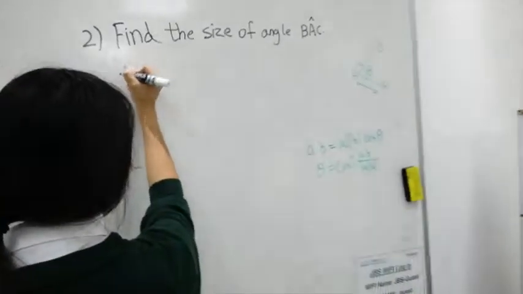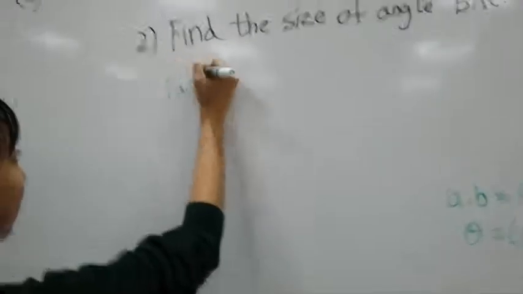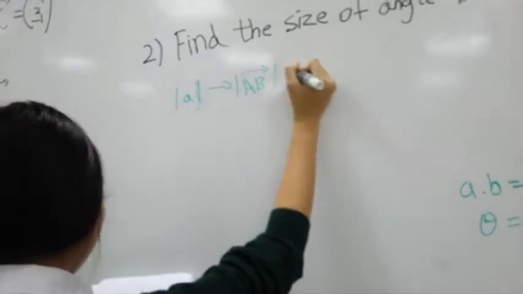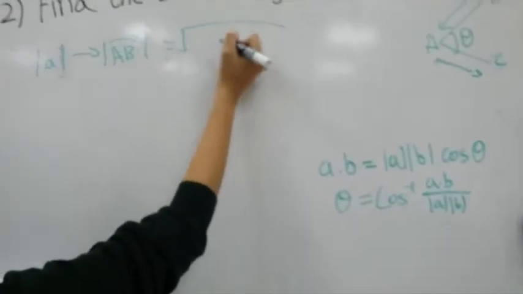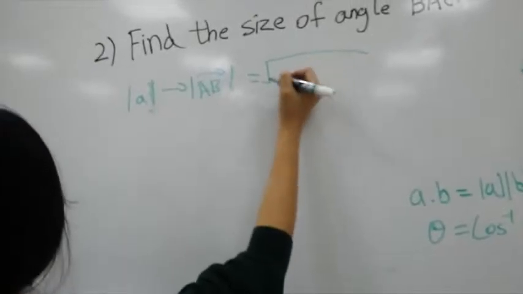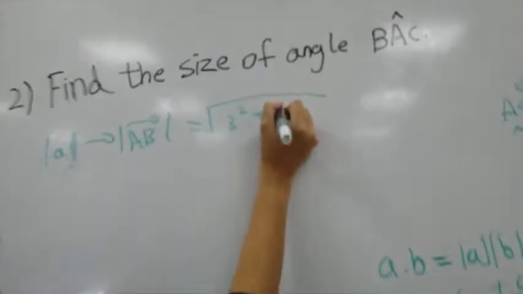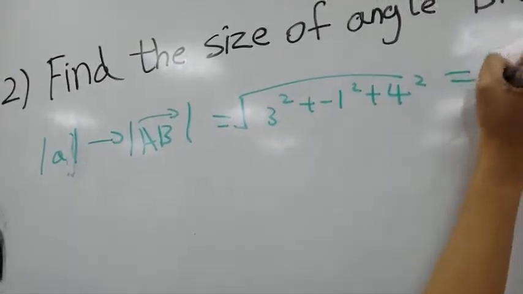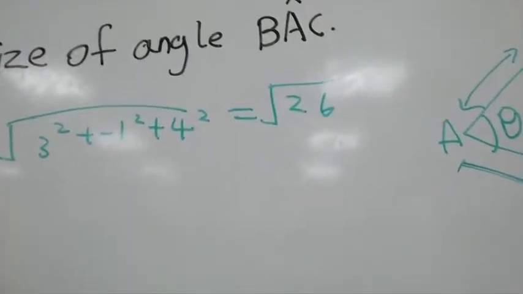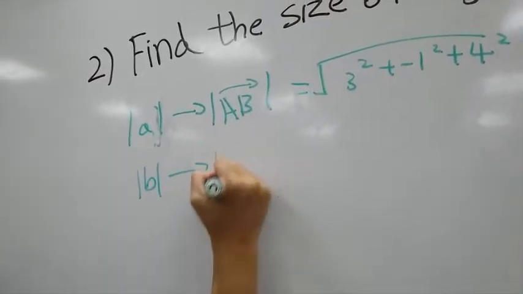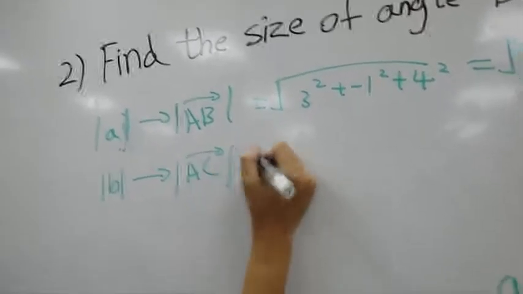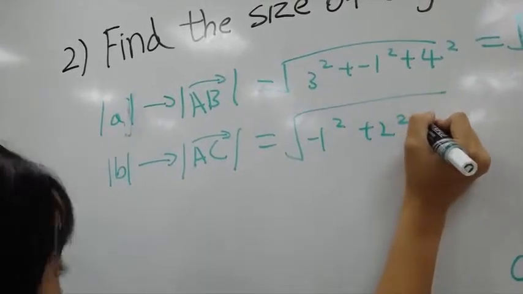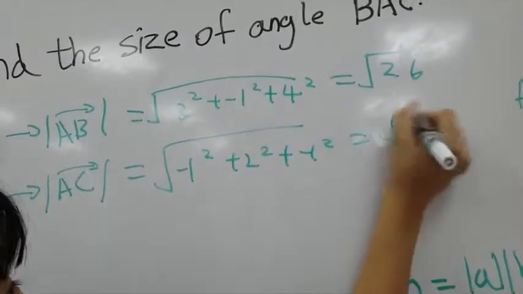So first off, we need to find out the magnitude of A, which is the magnitude of vector AB. By using the magnitude rule, x squared plus y squared plus z squared, this gives us 3 squared plus minus 1 squared plus 4 squared, which equals square root 26. And our magnitude of B is our AC, which equals minus 1 squared plus 2 squared plus minus 1 squared, which gives us square root of 6.